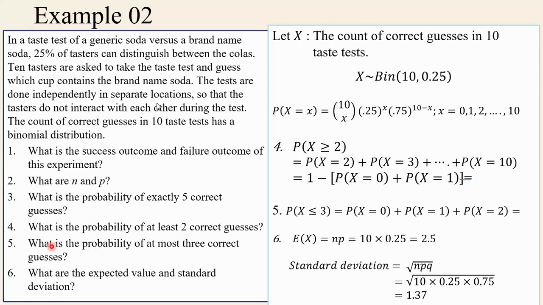Right. Then part 5, what is the probability of at most 3? At most 3 means maximum 3 correct guesses. We can't exceed 3, maximum 3. So it may be 0 or 1 or 2 or 3. At most 3, right? So here also probability of x is equal to 0, x is equal to 1, plus x is equal to 2.